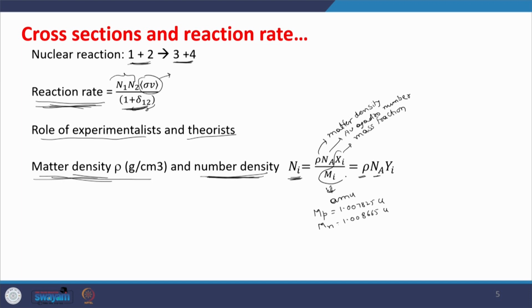And this can also be written as matter density times Avogadro number times the mass fraction divided by the mass, which can be denoted as the mole fraction. So, in the calculations, sometimes you may come across this word mass fraction. There you should be in a position to relate this mass fraction to the number density, via matter density, Avogadro number, and the mass of the nucleus.